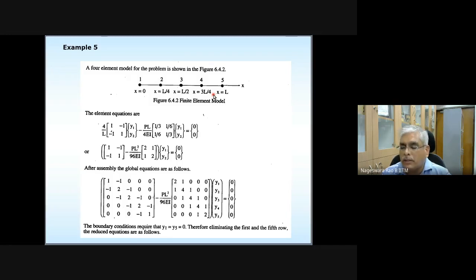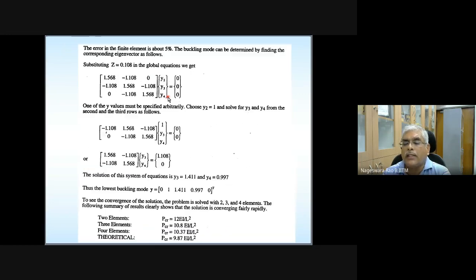So you make it 5 elements, repeat this problem with 5 elements. 5 elements of equal length means each element is going to be of length L divided by 5. And you can increase the number of elements. See how the solution converges. That convergence is shown here. If you use only 2 elements, you get this. 3 elements, 4 elements, and as you increase to 5 elements, maybe you are going to come closer to this.